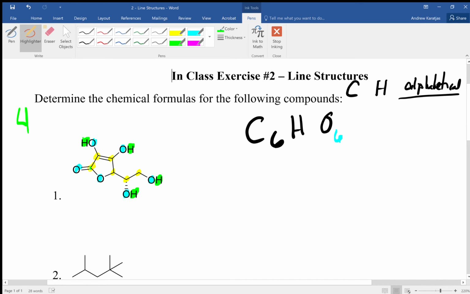So this first carbon here, you can see has a double bond to oxygen, single bond to oxygen, and single bond to carbon. So it already has 4 bonds. Since it has 4 bonds, there is no hydrogens. And the same thing can be said for these 2 carbons. They each have a double bond and 2 single bonds.